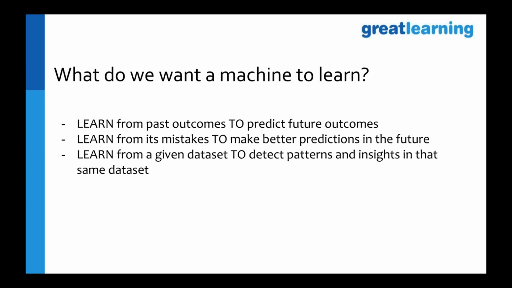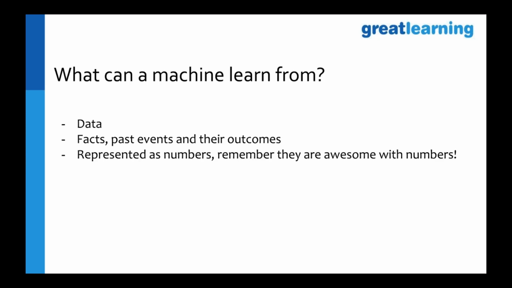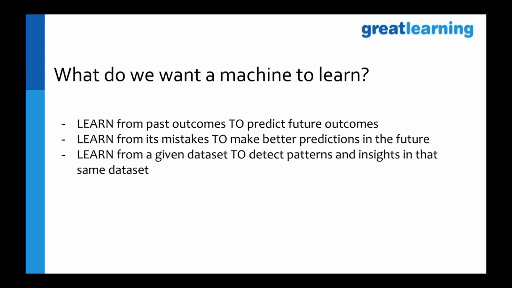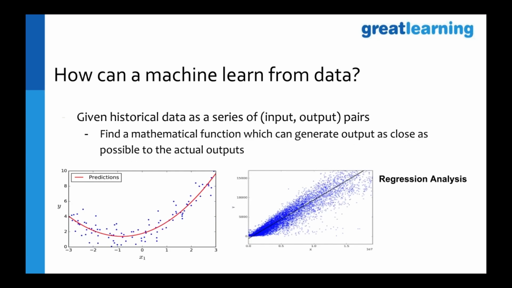So these are the two major kinds of learnings we want the machine to have: to learn from data that has happened in the past and to predict future outcomes, right? And the next is to look at a data set in itself and to detect patterns in it, right? So these are the things that we want a machine to learn. So we have answered so far what are machines good at, then we answered what can a machine learn from, and then we answered what do we want a machine to learn.